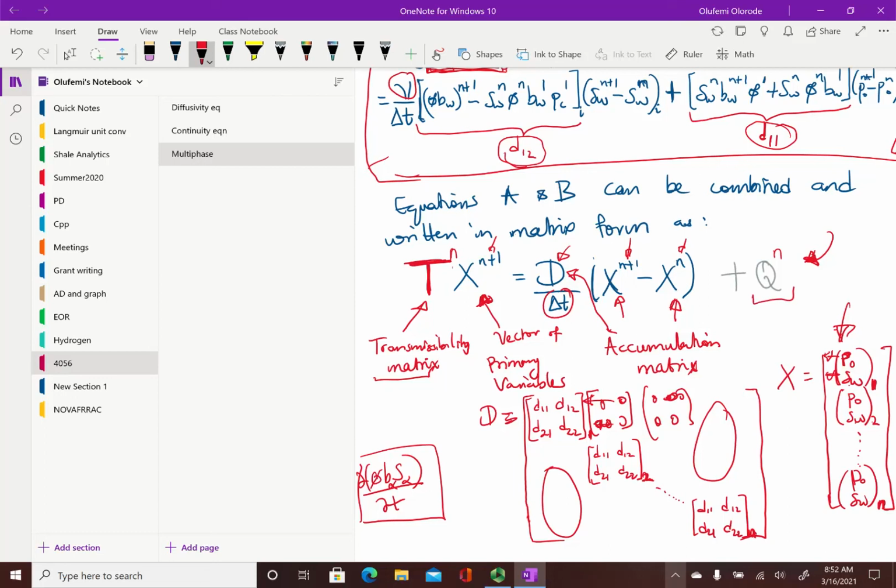So Q stands for source or sink, meaning your wells. Your source means you are injecting, so that's your injection well. And your sink means you are producing, and the only difference is the negative sign in front of it.